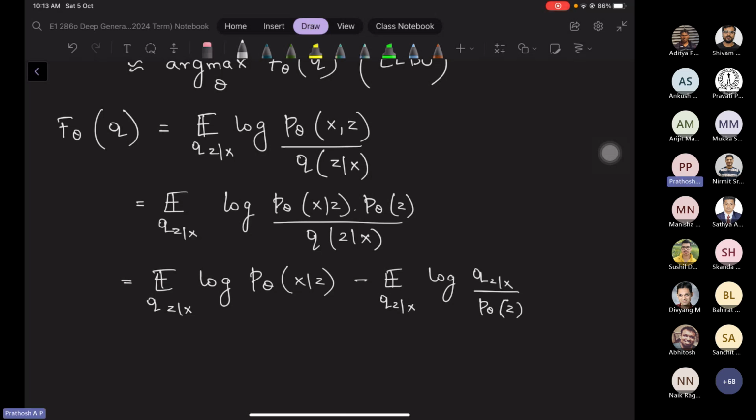All right. I just used two things here: linearity of expectations and the laws of logarithms. Any questions on this step? What did I do? There is log of a times b divided by c. I wrote it as log a plus log b minus log c. The minus came here because I inverted the numerator and denominator. Is that all right?